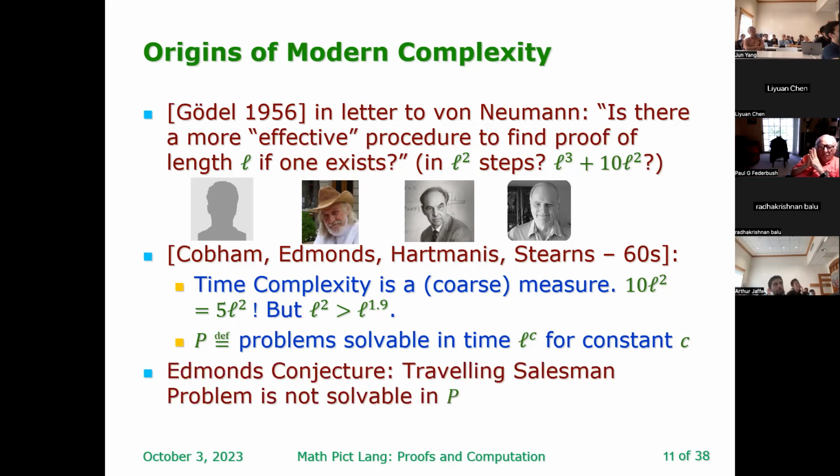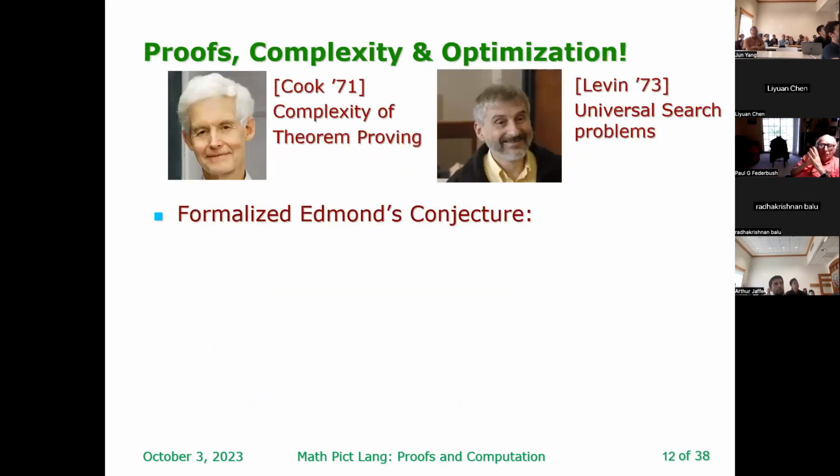So Edmonds, a brilliant mathematician, largely self-taught, I think he didn't even have a PhD, just a master's or something. He conjectured the following: that the traveling salesperson problem is not solvable in polynomial time, in this class P. He was the first person to make this concrete conjecture. Maybe in 1965 or so, he wrote this in a paper, and then others followed up on it. And there are some very interesting quotes associated with it, but I'll skip them.